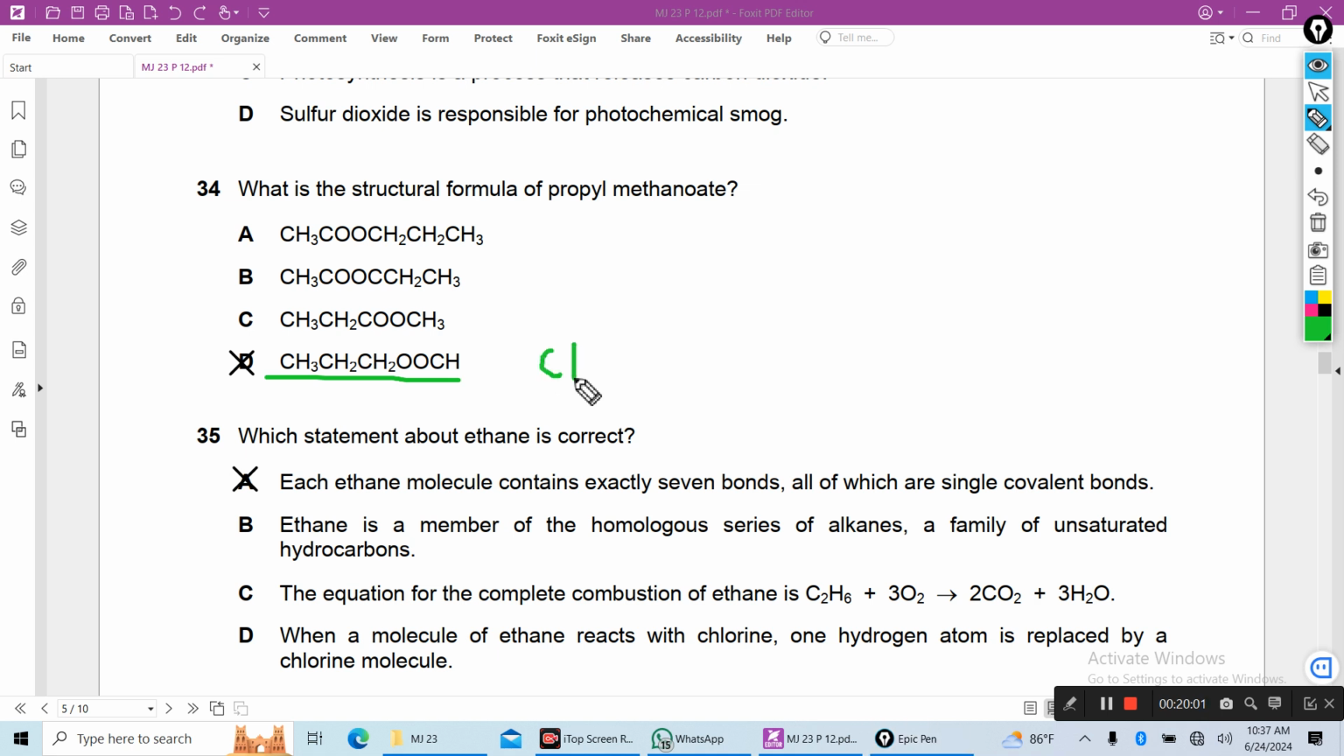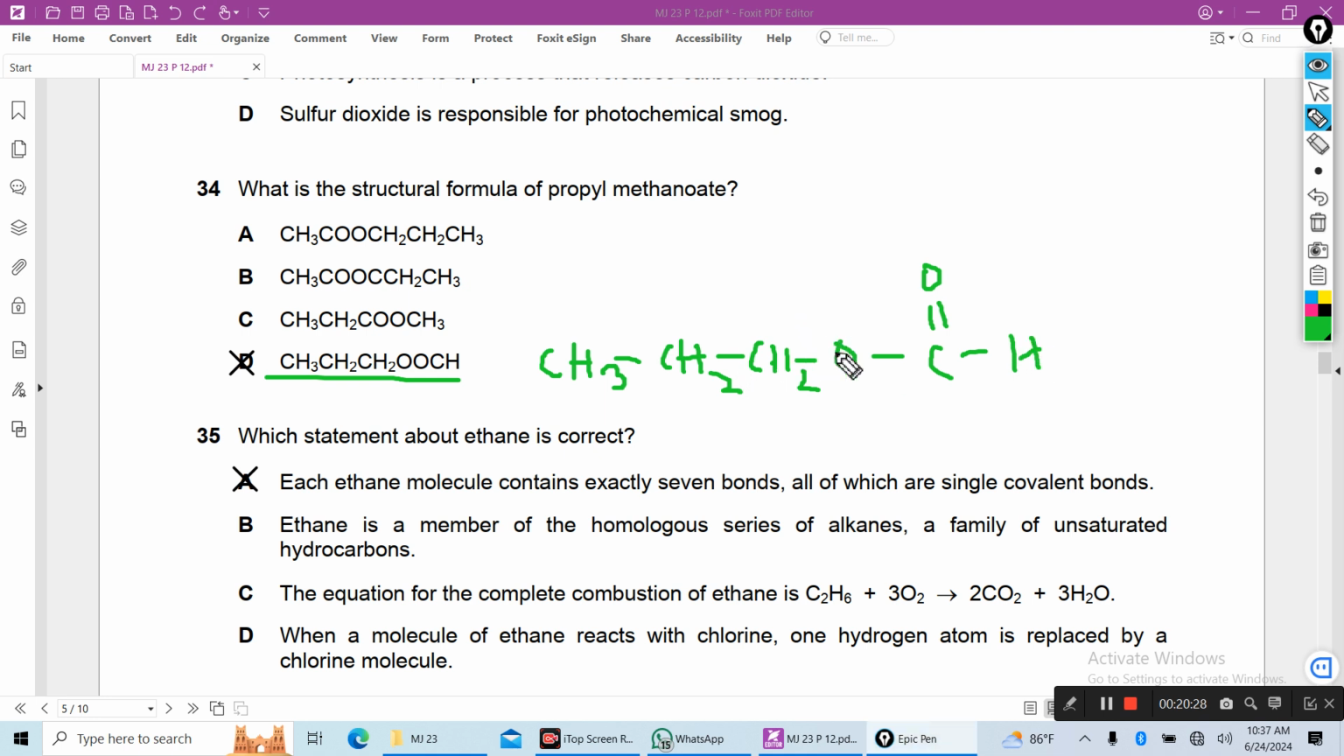If you draw the structural formula, you will get CH3 CH2 CH2 O CO H.